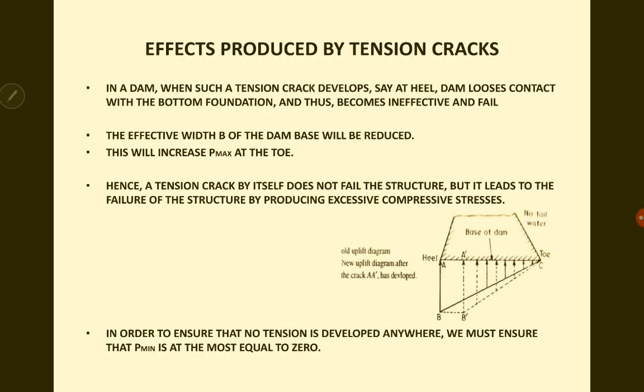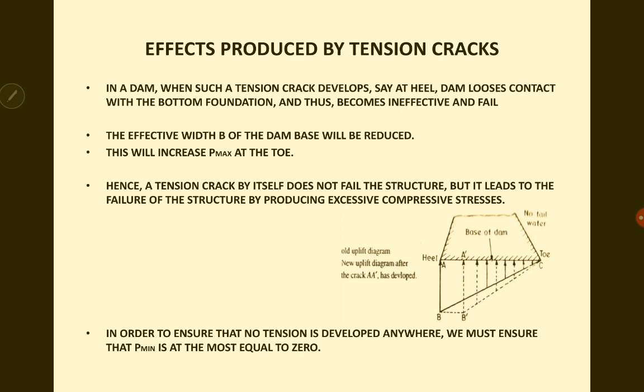So what is our aim? So you can see that tension crack itself does not fail the dam structure. It just leads to the failure of the structure by producing excessive compressive stresses. It's actually a continuous process. It's not just the first crack that caused the failure. This crack is what leads to the more and more development of stresses and then causing the complete failure.